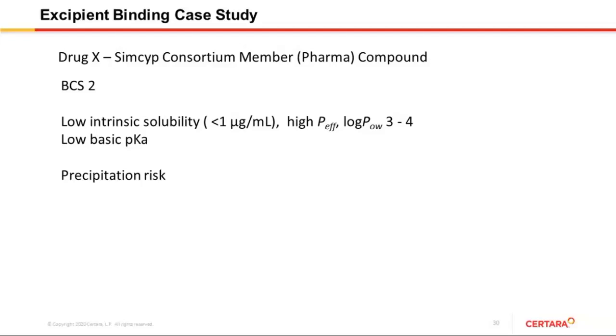The second example I wanted to show you is an excipient binding case study. This is a study undertaken with a compound from a Simcyp consortium member. It's a BCS2 compound again with low intrinsic solubility and high Peff. It has low basic pKa as well, so it does carry a precipitation risk when the drug transits from the fasted stomach to the small intestine.